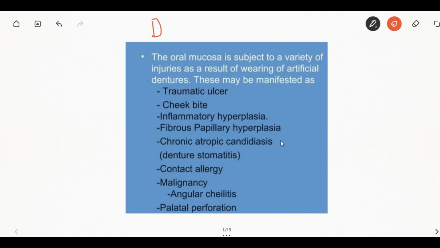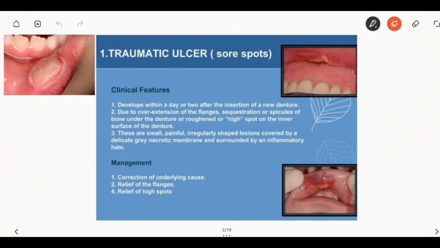The next we are going to discuss is the denture injuries. As we all know, the oral mucosa is subjected to various kinds of injuries as a result of wearing artificial denture. So these injuries may be specifically: number 1, traumatic injuries; generalized inflammation; inflammatory hyperplasia; papillary hyperplasia of palate; or denture base or allergy. So let us discuss them one by one.